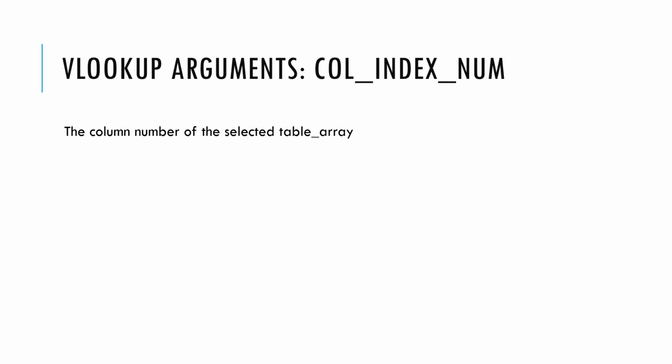So the column index number is the column number of the selected table array. So if you have a table that has 4 columns and you are looking at the third column of that table, then your column index number would be 3. It just corresponds to whatever column you're looking at on that report.